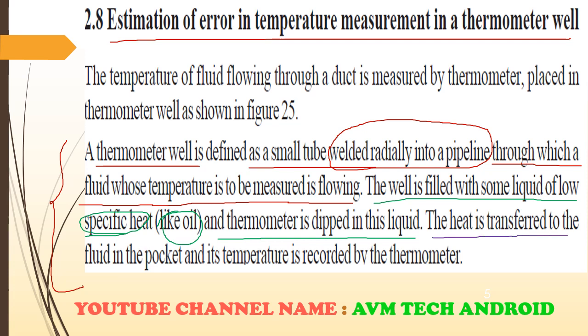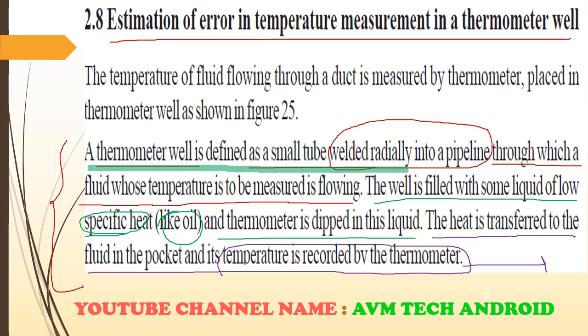The heat is transferred to the fluid in a pocket and this temperature is recorded by the thermometer. So the temperature which is recorded by the thermometer, we are considering as the temperature of the fluid which is flowing through the pipeline. So in case of this thermometer well, that is a small tube welded radially into the pipeline through which a fluid whose temperature is to be measured is flowing. So now we will refer to this figure and try to understand what a thermometer well is.